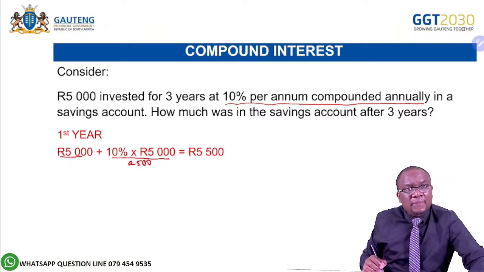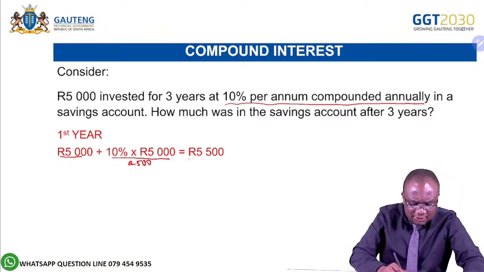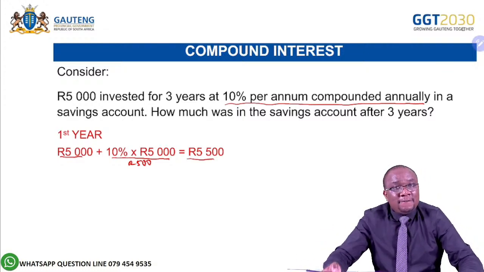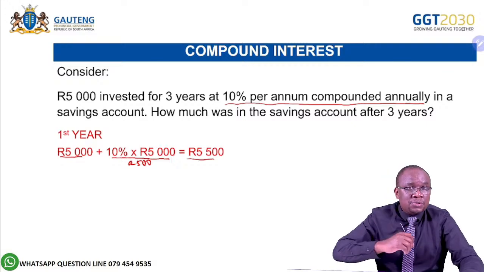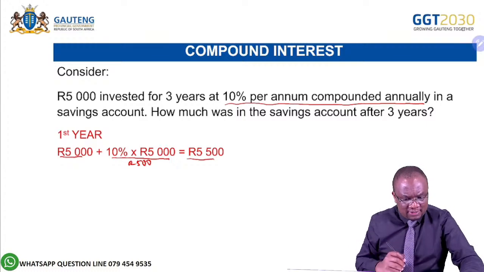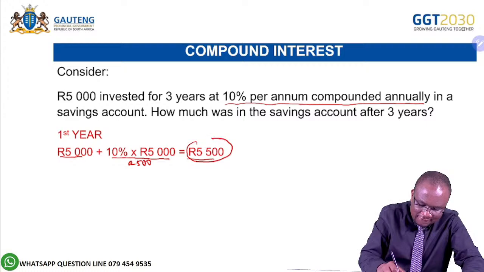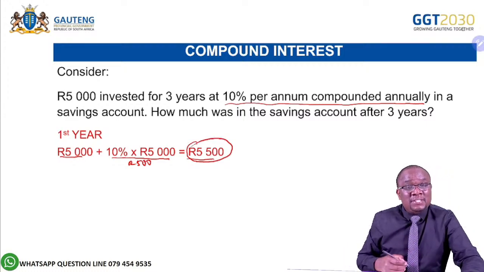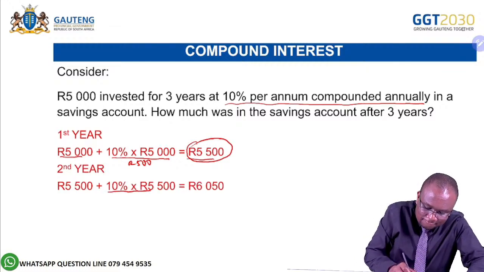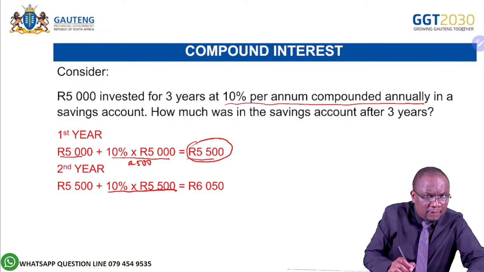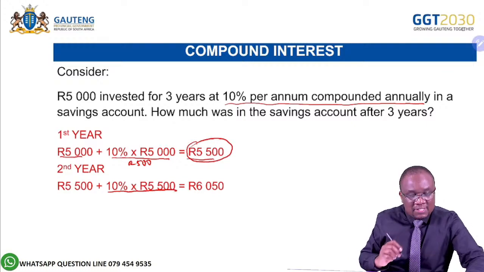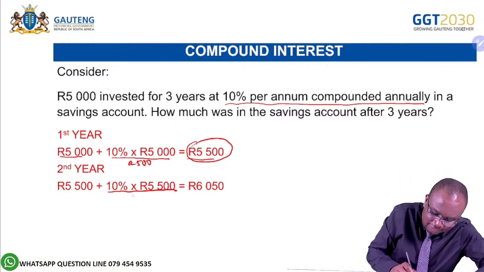You see that? But remember what I said: compound interest, interest also earns interest. So in the second year, the 500 Rand that we have gained must also earn interest. Interest is charged on the new balance. What is the new balance? It is 5,500. So it's 5,500 plus 10% of 5,500. It's not 10% of 5,000, no. It's 10% of the new balance, which is 550 Rand.